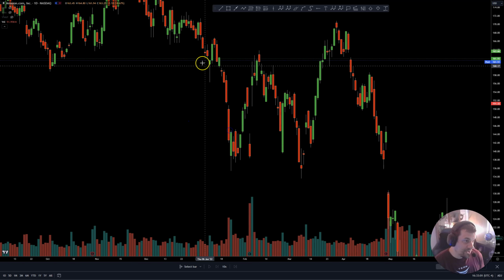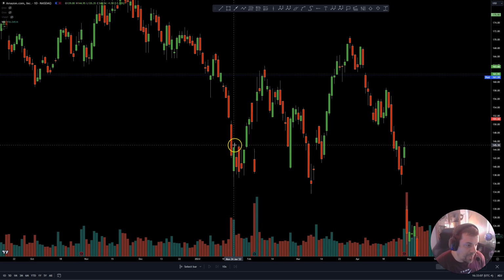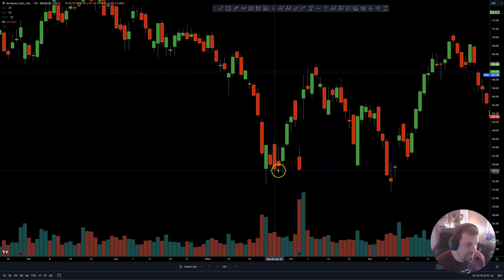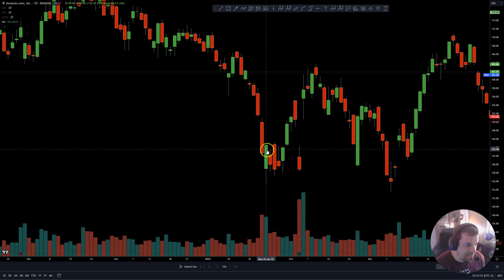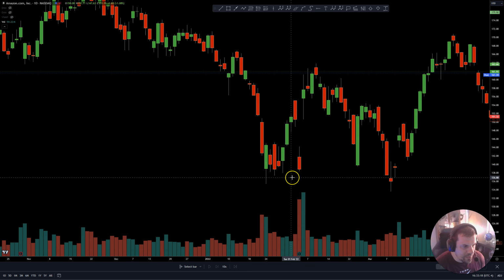This was a really interesting one. So you saw this big down move, really nice strong down move, and yeah, we had a really nice big green giant right here. But again, it opened down and then it just went sideways.